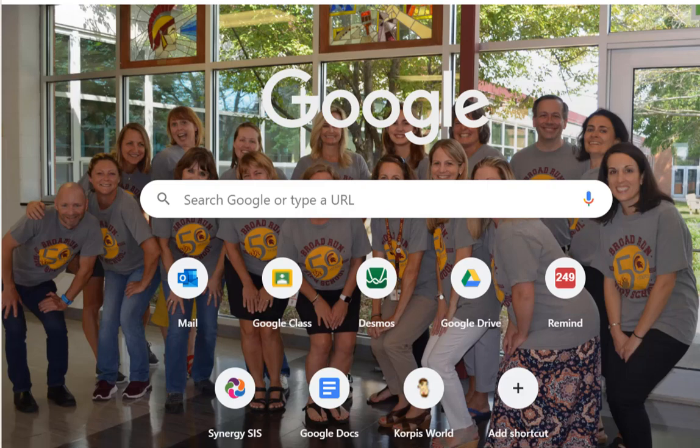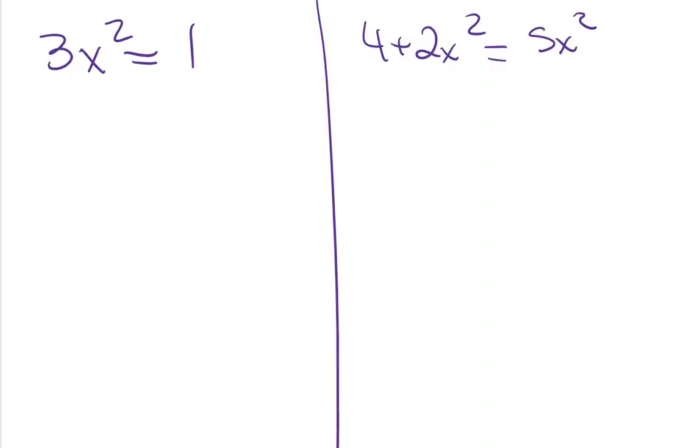This is Mr. Muscarella coming at you, and we're going to take a quick look at solving trig equations by taking square roots. Now, the first thing that I want to do before we get going into this is just review taking square roots using algebra. So in the very first example, we would just divide both sides by 3, right? And you end up with x squared equals 1 over 3.